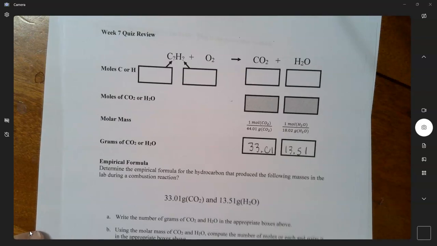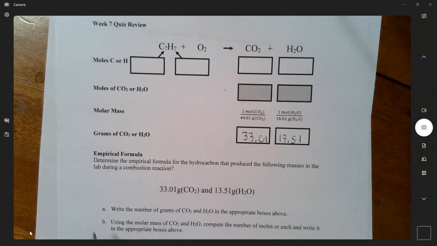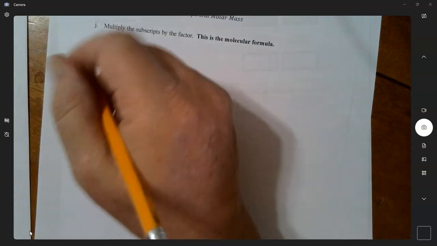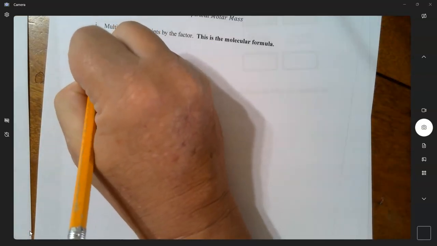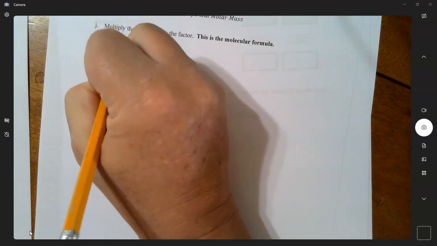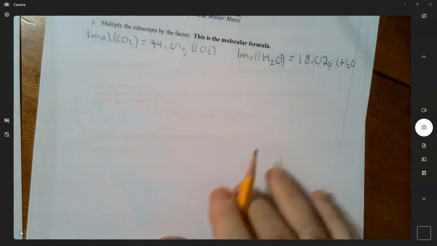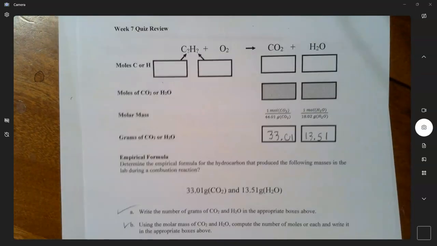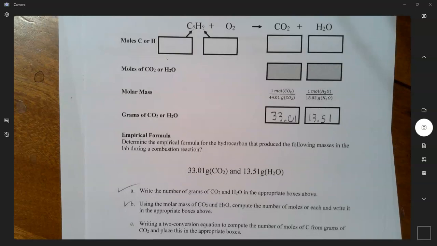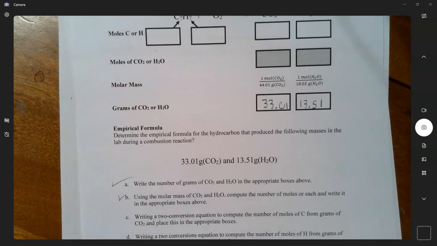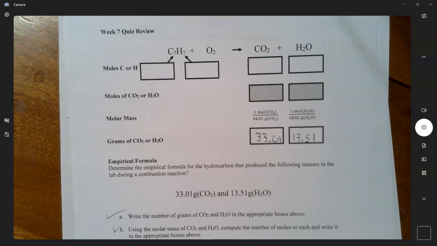Alright, there you have that. So we write the number of grams in the appropriate boxes above using the molar mass of CO2. So I'm going to fast forward you through that one here. You know how to compute this. Okay, there we go. Alright, so now we've got to convert. It's a two-conversion problem, right?